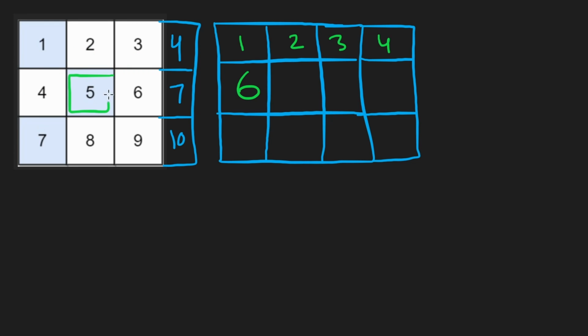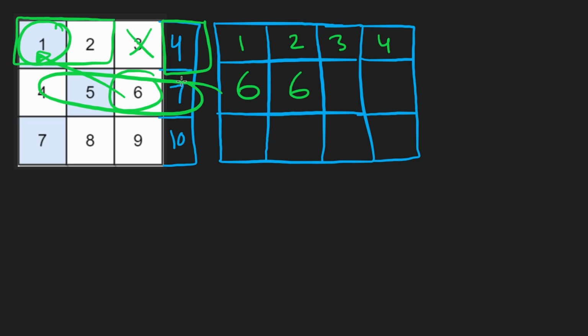Now with 5, we're skipping this value, but we're asking what's the minimum among these 3 values? Of course, it's going to be 1. So we put a 6 over here. 5 plus 1 is 6. Now from here, skip this. Ask what's the minimum among these 3 values. It's 1. Why would it change, right? Of course, it's going to be 1 for all of these unless we're picking from here.